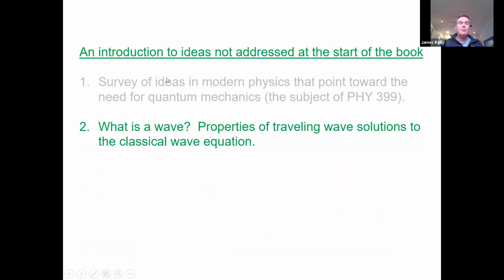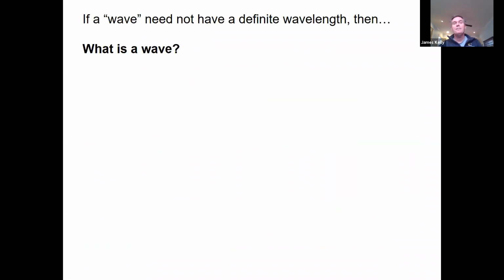Okay, so continuing, remember I had 5 different areas we were going to talk about at the beginning. We're into the second one now, which is: what is a wave? Properties of traveling wave solutions to the classical wave equation. So we just said that a wave, when we think of a wave on the surface of a pool, doesn't have to have a definite wavelength. So what do we mean by a wave then?